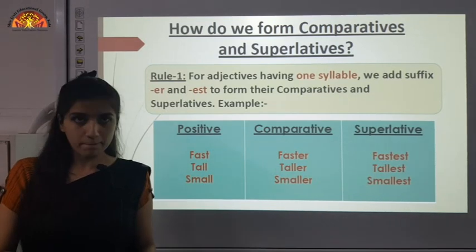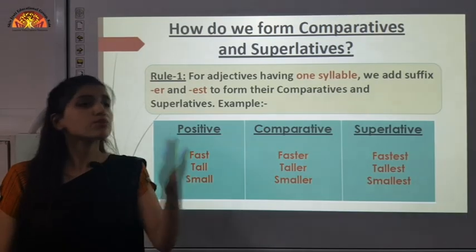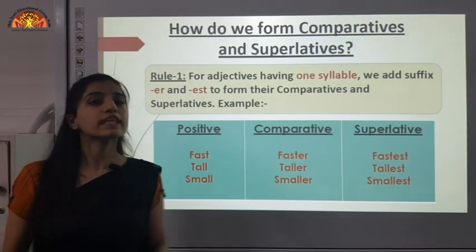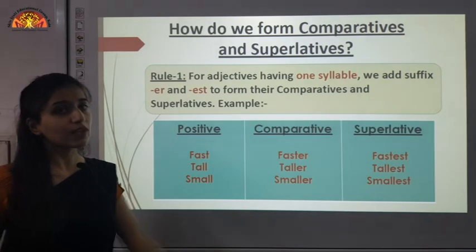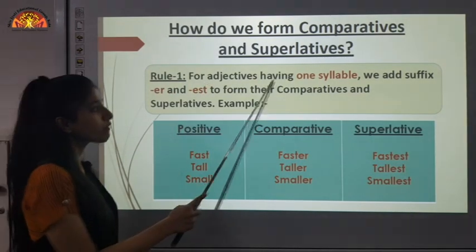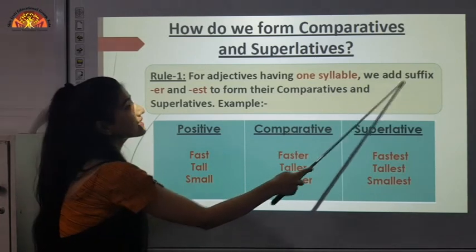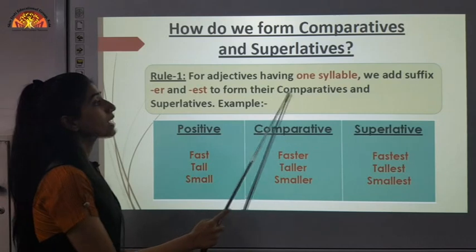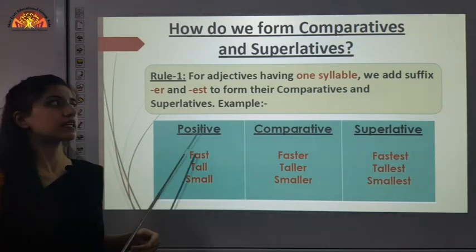Now you must be thinking, how do we form comparatives and superlatives from the positive degree? There are some rules for forming the comparative and superlative degrees of comparison. Let's see what they are. Rule number 1: for adjectives having one syllable, we add the suffixes er and est to form their comparatives and superlatives.